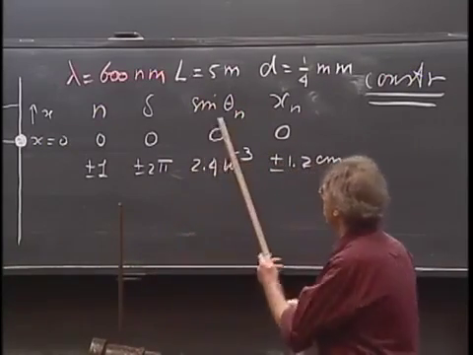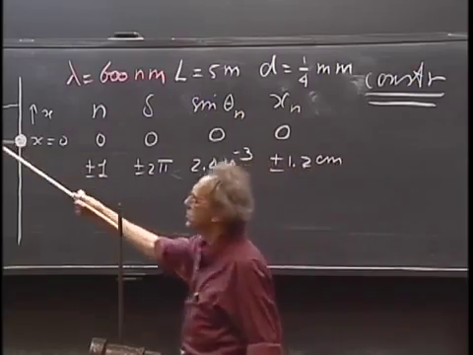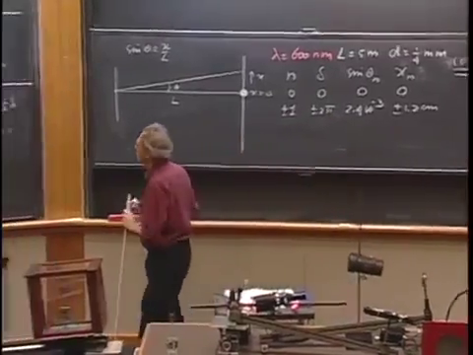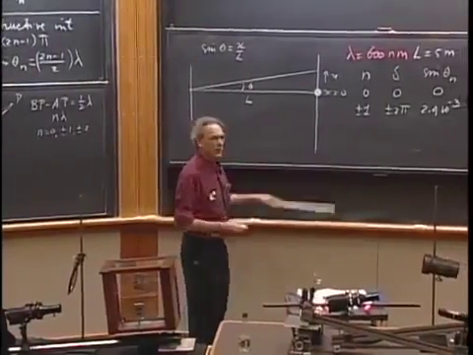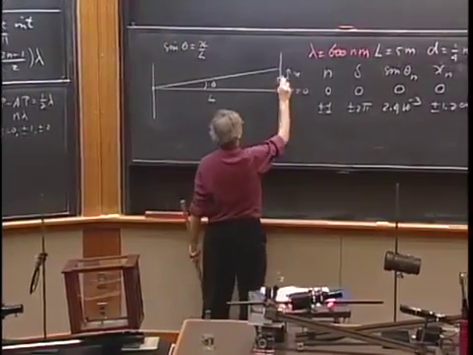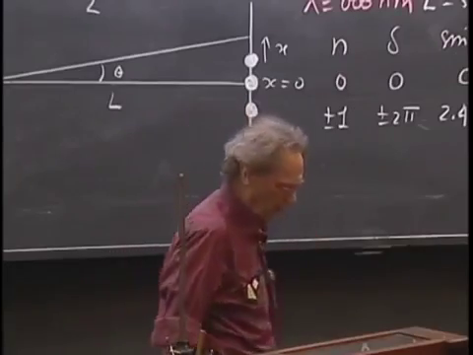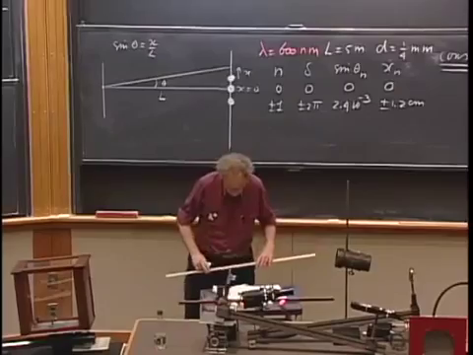So now I know what the sine of theta is, and I use the small angle approximation, which is more than adequate. And I know now where on this screen I get, again, maxima. And that is then here, 1.2 centimeters on this side, and 1.2 centimeters on the other side, because you get, of course, plus as well as minus.